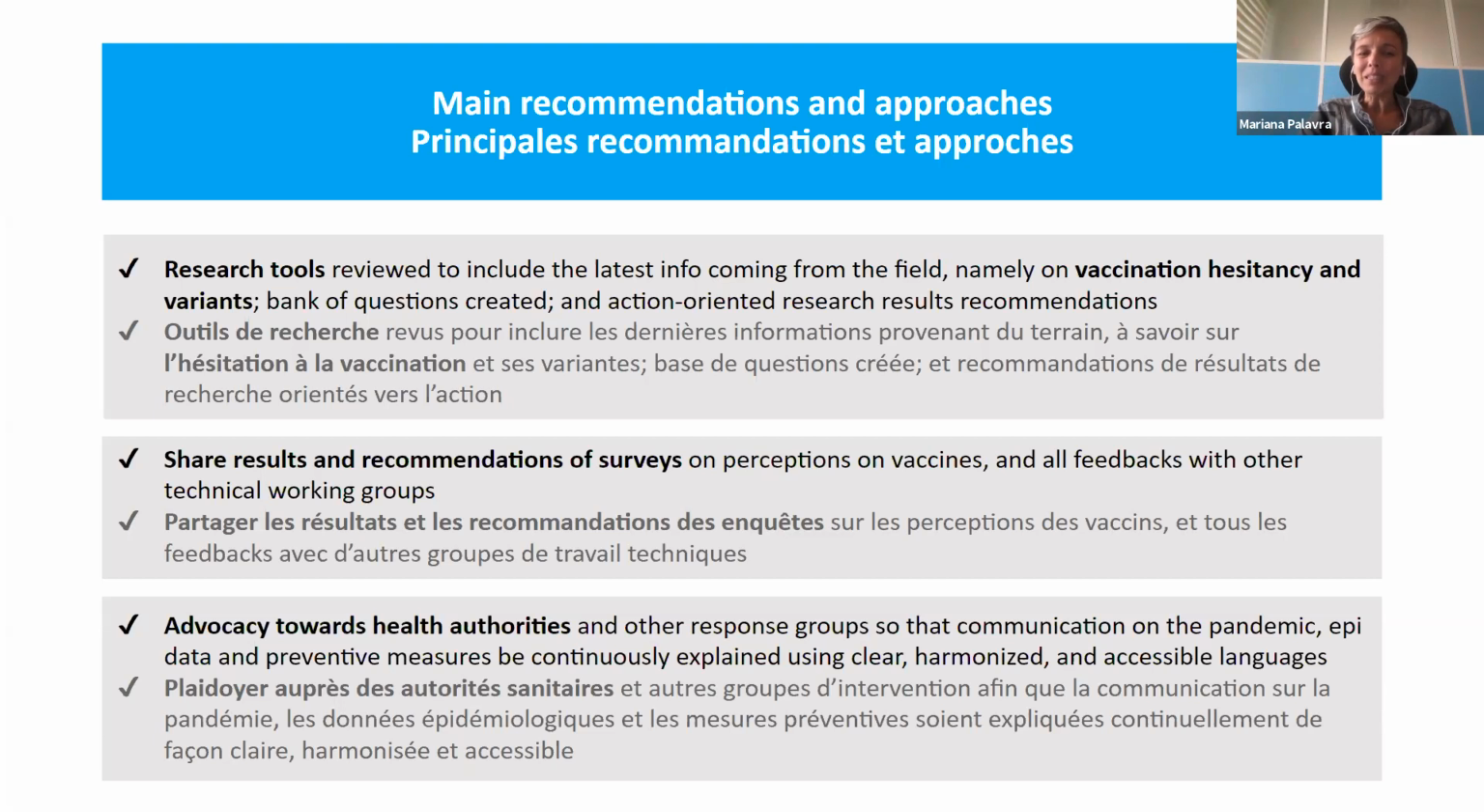So here are some examples of what we have been recommending and doing as well. We have reviewed a lot of research tools, and as you might imagine, most of the research that we're doing lately does have to include vaccination hesitancy and the new variants of COVID-19. We also make sure to share the results and recommendations of these surveys with all pillars of the response, not only the community engagement partners, but all partners, the surveillance partners, the other ones involved in the response. But also a lot of advocacy needs to be done with the health authorities, because they are the ones who need to keep communicating in a very clear and harmonized way, in the most trusted channels and languages. Next slide, please.